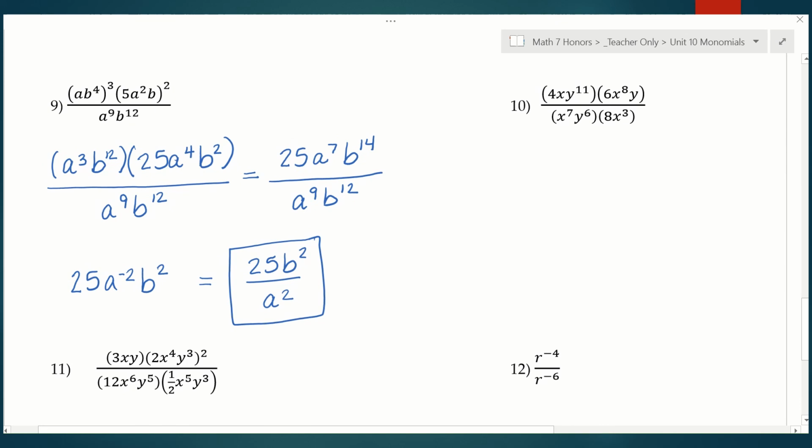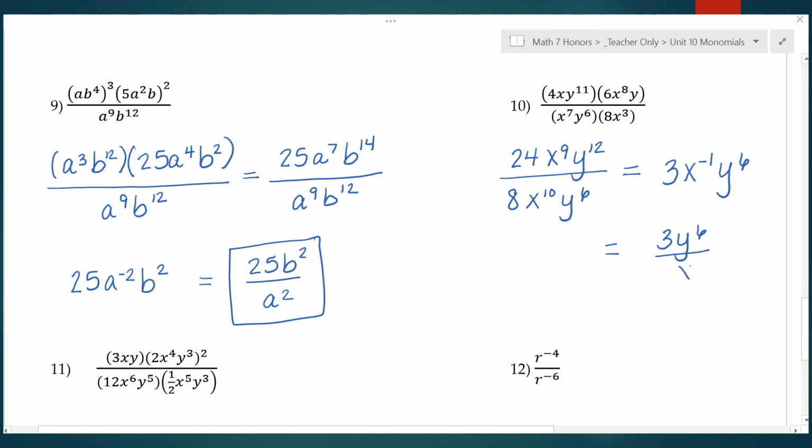I would start by multiplying what's in the numerator and multiplying what's in the denominator. So we're going to have 24 x to the 9th, y to the 12th in the numerator. And in the denominator, 8x to the 10th, y to the 6th. Now you can go ahead and divide. So 3x to the negative 1st, y to the 6th. And then your last step is to rewrite 3y to the 6th, and then x to the 1st goes to the bottom, and that's it.